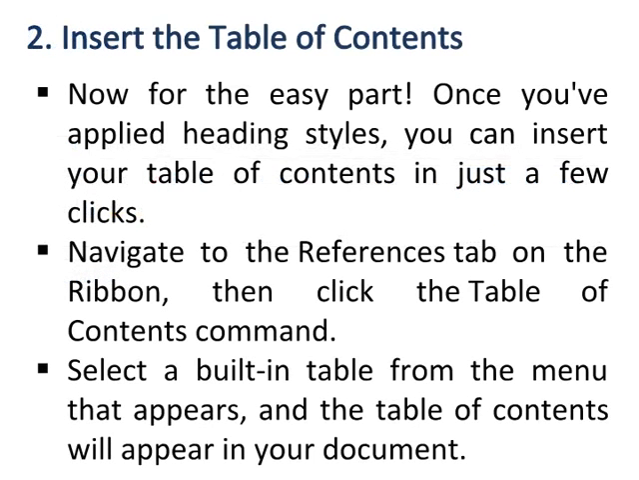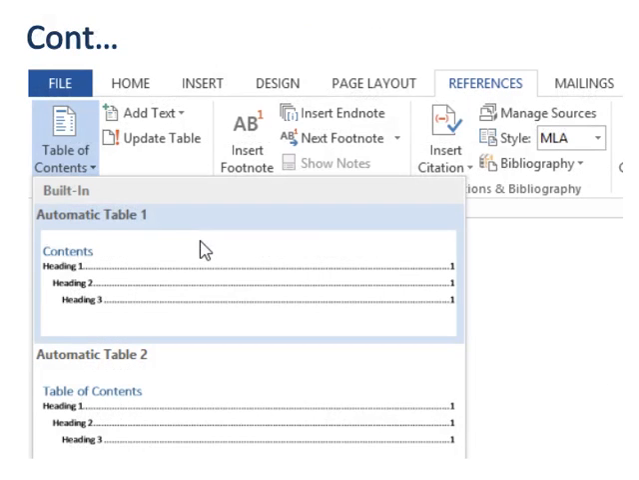Step 2 is Insert the table of contents. Now for the easy part. Once you've applied heading styles, you can insert your table of contents in just a few clicks. Navigate to the References tab on the ribbon, then click the Table of Contents command. Select a built-in table from the menu that appears, and the table of contents will appear in your document. Here is an example of how you will insert a built-in table of contents automatically.